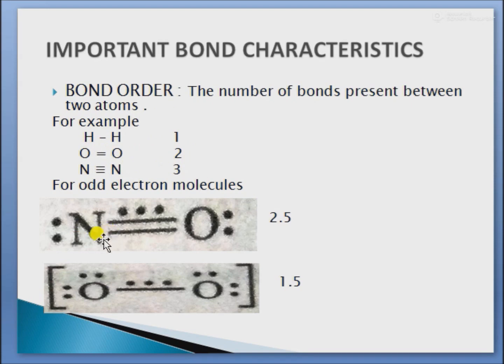And for odd electron molecules, nitrogen and oxygen, in the case of NO there are 2 bonds, and these 3 electrons are considered as a half covalent bond, and that's why its bond order is 2.5. And in case of the oxygen species it is 1 bond, and then these 3 electrons are considered as a half covalent bond, and its bond order is 1.5.